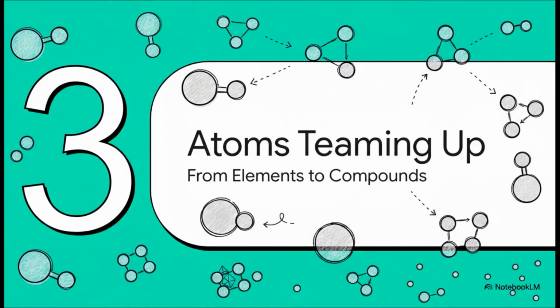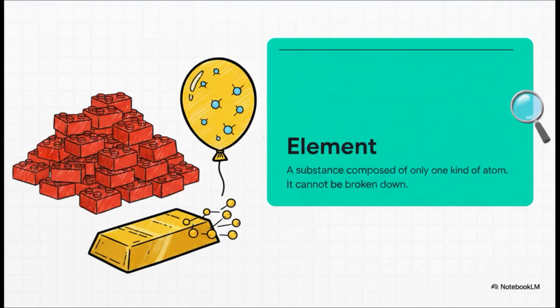Okay, so we have our building blocks, the atoms. But here's the thing, atoms are super social. They almost never fly solo. They love to team up. And how they do that creates all the amazing variety of things we see around us. The simplest team-up is an element. Just think of it like a giant bin of only red Legos. A pure gold bar, it's made of nothing but gold atoms. A tank of pure oxygen, nothing but oxygen atoms. It's the most basic, pure substance you can get.